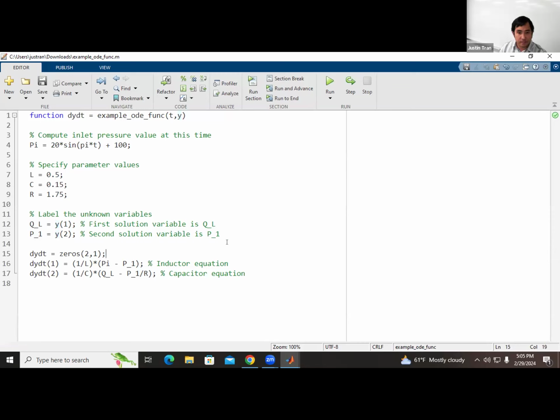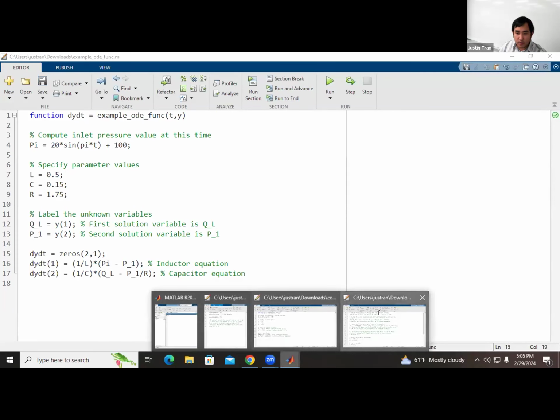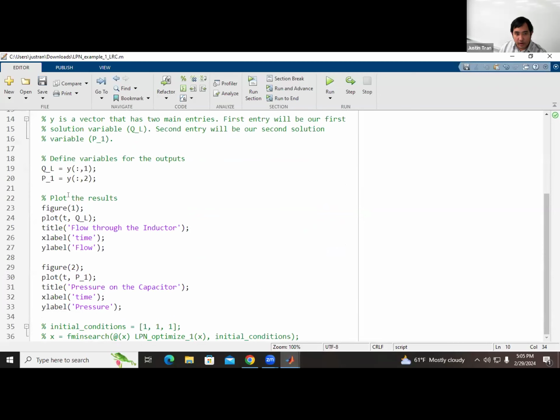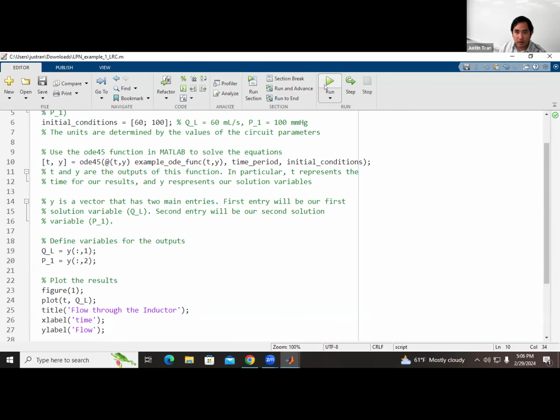That was a lot of information, so let me just run it. I think it'll make a bit more sense once I run it. After I run it, I'm going to plot the flow rate over the inductor as a function of time, and then the pressure on the capacitor as a function of time as well. All right, let's go ahead and run it.